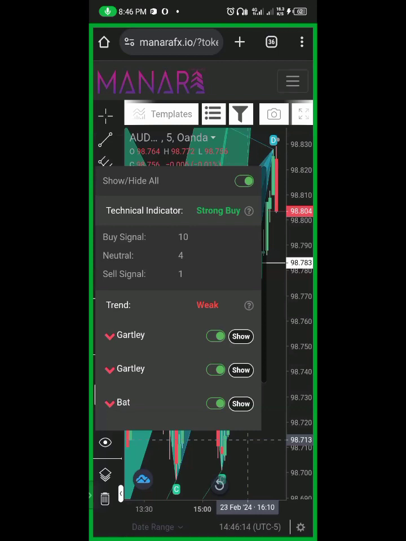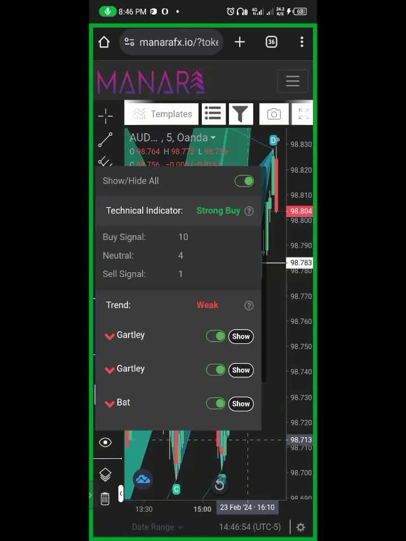So the indicator is telling you that on this one, buy signal is 10, neutral is 4, and sell is 1. Without being told, you already know that buy wins the vote. 10 is a plentiful number compared to 1, which is sell, or 4. Because of that gap, the technical indicator is telling you strong buy. Sometimes if the buy signal is not up to 10, maybe just above average, it will tell you buy. And if it has the same number as the neutral or the sell signal, it will tell you neutral.